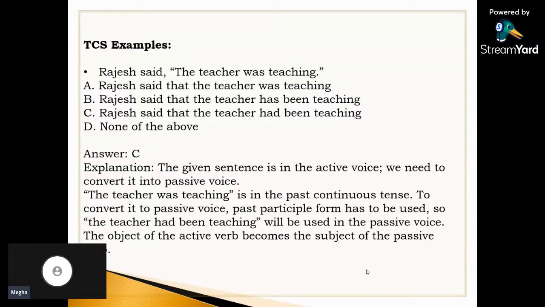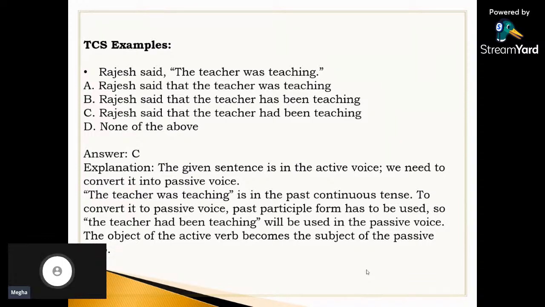The given sentence is in the active voice. We need to convert it into passive voice. So what is being quoted here? The teacher was teaching. So it is in past continuous tense. It is in past tense, but when they have mentioned teaching, it is a continuous statement, correct? To convert this into passive voice, the past participle form has to be used. So even though it's in past, you have to use the past participle.